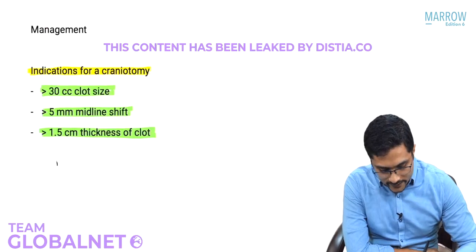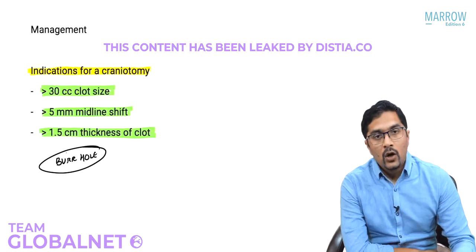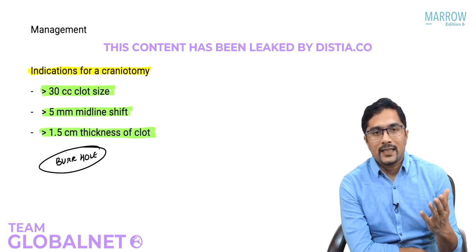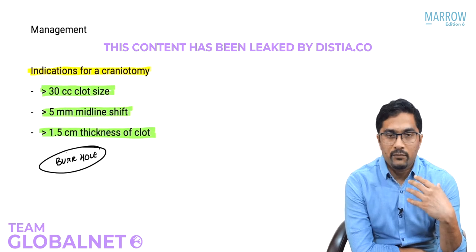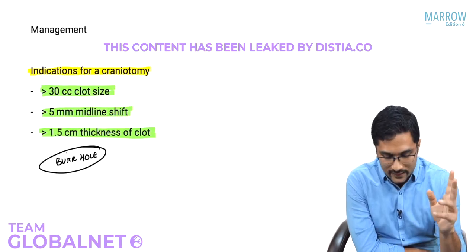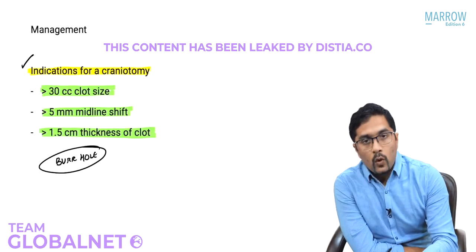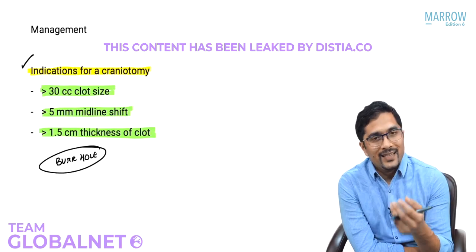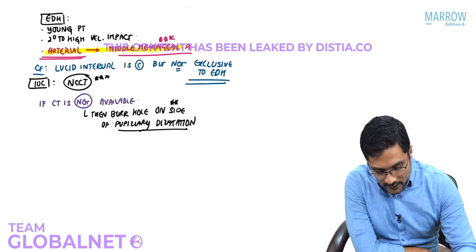Burr hole these days is only reserved if the facilities for craniotomy are not there, or if you don't have a CT and you are just suspecting that there is an EDH, so you make a burr hole and see if there's blood there or not. It can be both diagnostic and therapeutic in such a case. But otherwise, we do a craniotomy, and I've told you the indications. You also know that it is the middle meningeal artery which is the most commonly implicated vessel in extradural hemorrhage. This we've already covered. It is the middle meningeal artery.